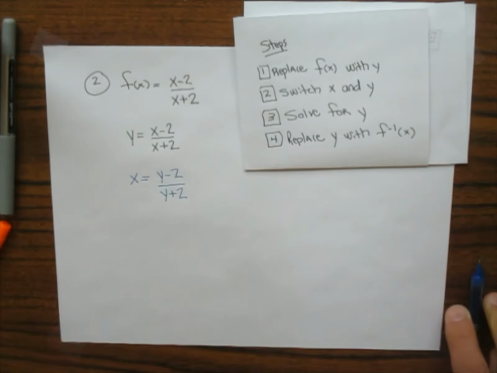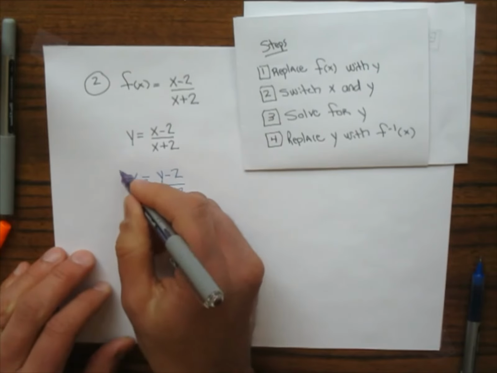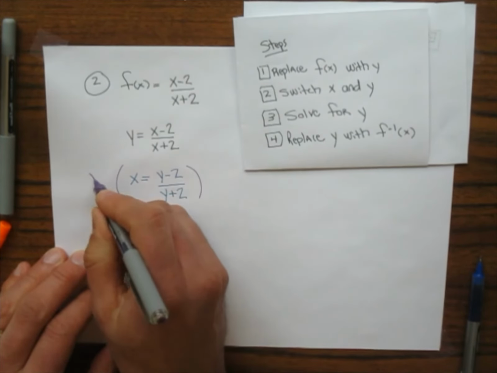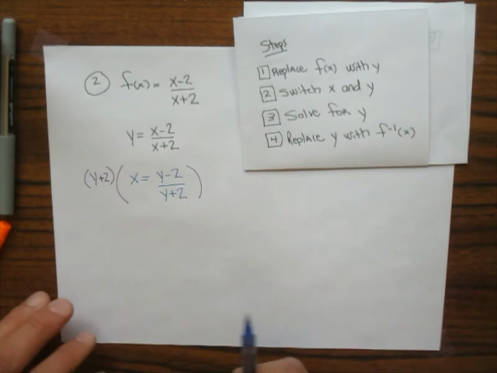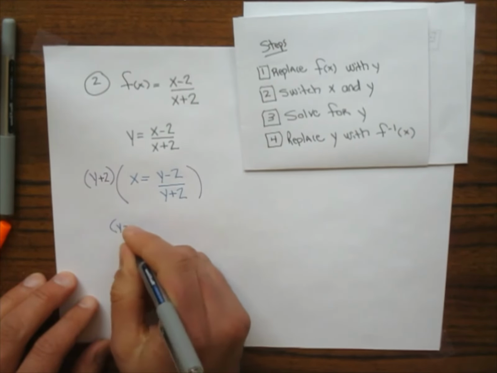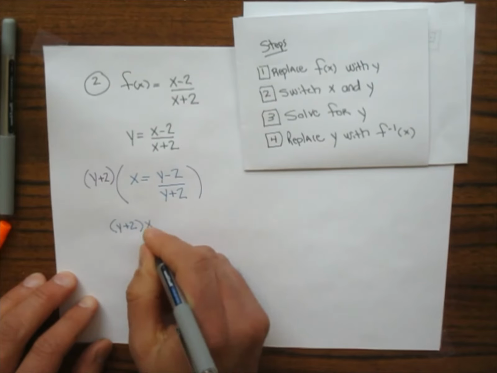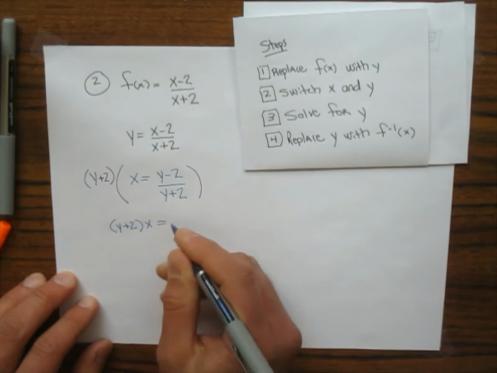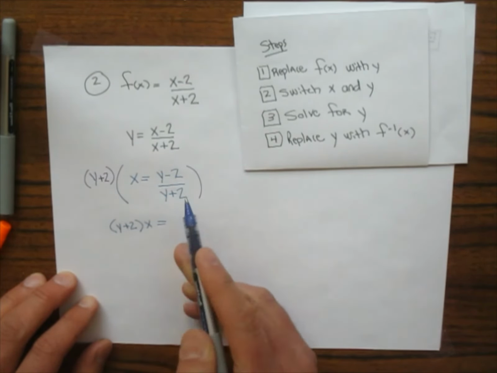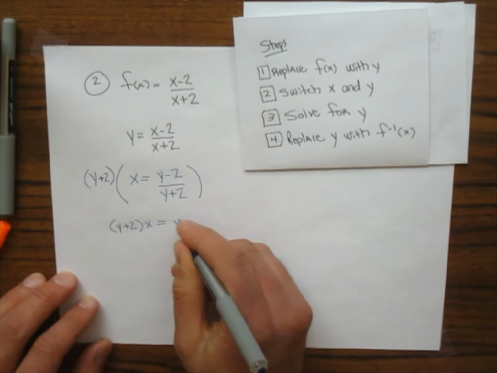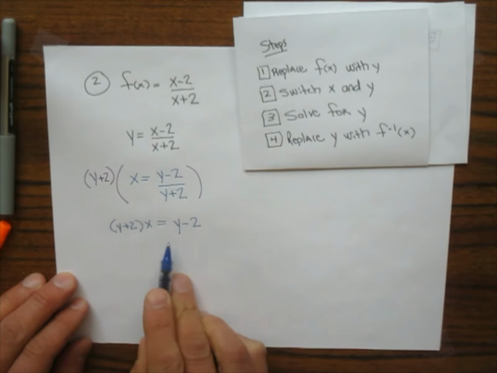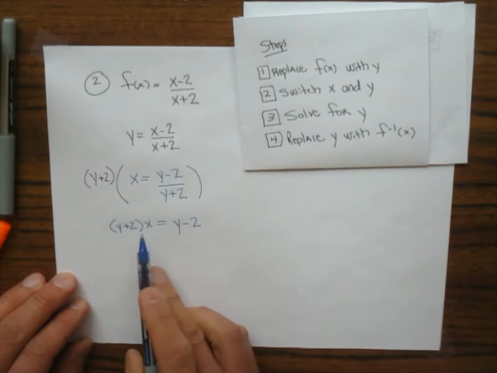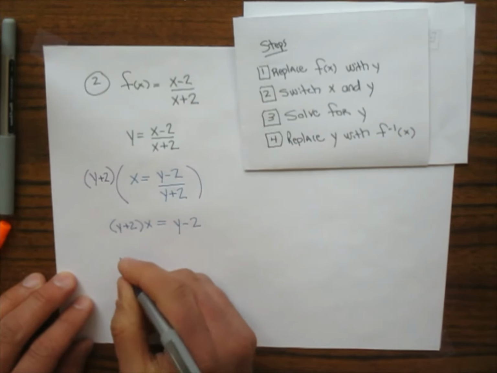So I'm going to multiply this equation by a y plus 2 on both sides. So I have y plus 2 times x equals, the y plus 2's on the right-hand side will cancel, and you'll have y minus 2. My next step is to solve for y. I'm going to distribute the x.